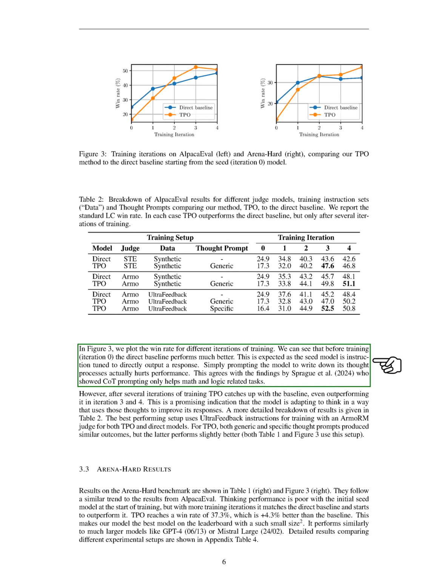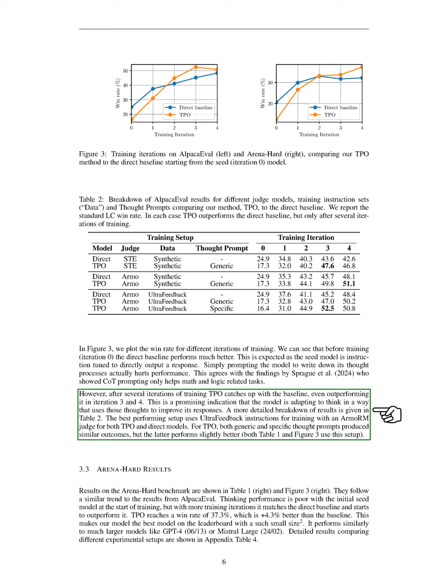In our training iterations, we observe that the direct baseline performs better before training begins, as expected, since the seed model is specifically tuned to provide responses. Interestingly, prompting the model to articulate its thought process initially reduces performance, aligning with previous findings that such prompting mainly benefits math and logic tasks. However, after several training iterations, TPO begins to match and then surpass the baseline, particularly in the third and fourth iterations, indicating that the model is learning to leverage its thoughts to enhance responses.